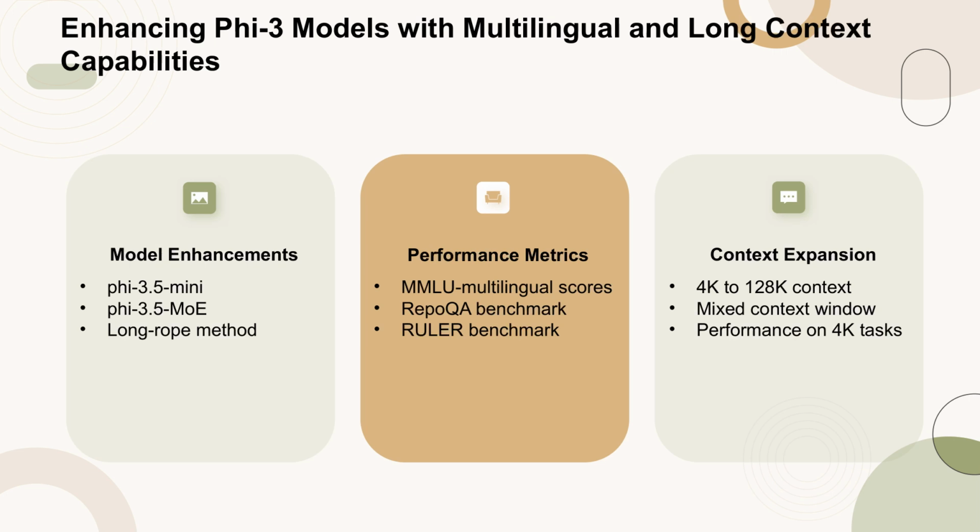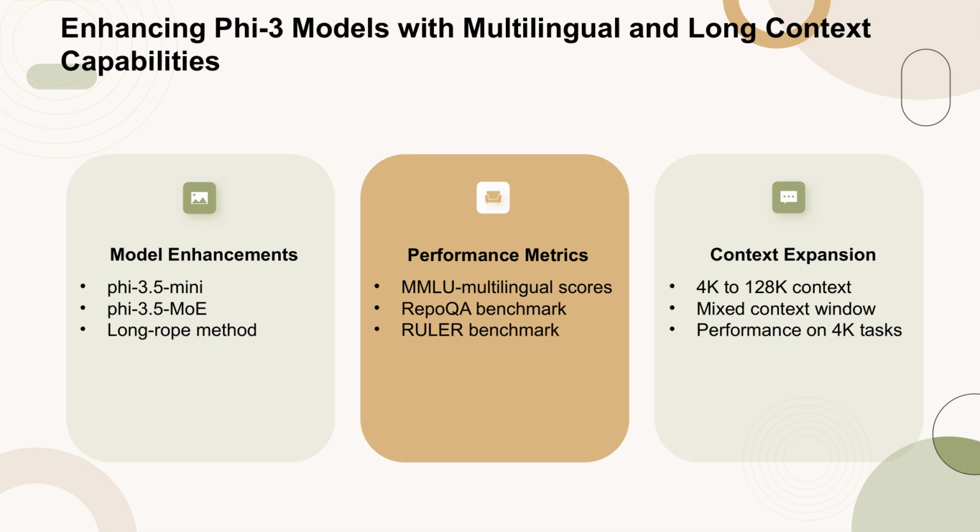The authors developed two enhanced versions of the Phi-3 models, Phi 3.5 Mini and Phi 3.5 MoE, to incorporate multilingual and long context capabilities. These models were trained with additional multilingual and long text data using the LongRoPE method and a mixed context window approach. This expansion allowed the context length limit to increase from 4K to 128K tokens without degrading performance on 4K context tasks.